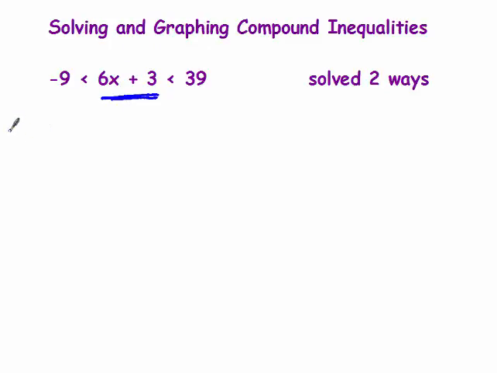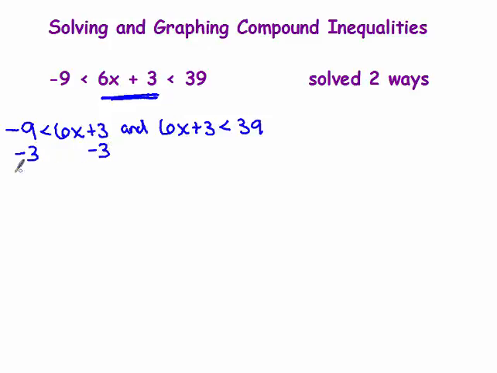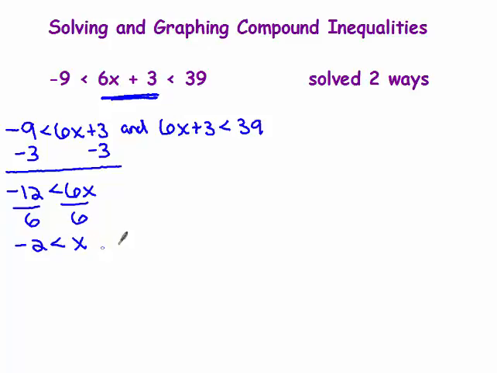So when you do this, you get -9 is less than 6x plus 3, and 6x plus 3 is less than 39. So you solve it. But you've got 2 problems to solve now. Add the opposite, you get -12 is less than 6x. Divide by 6. -2 is less than x.